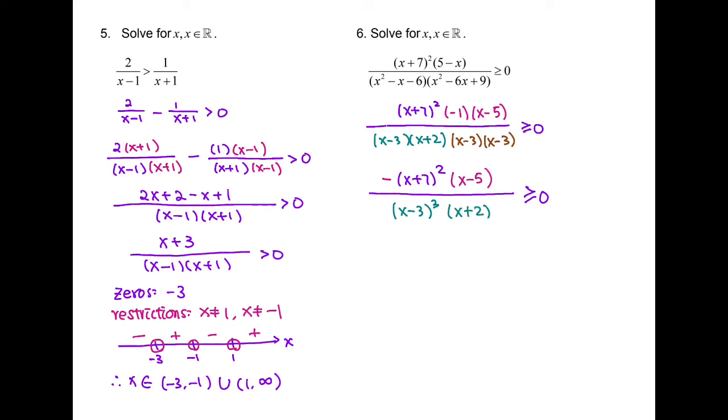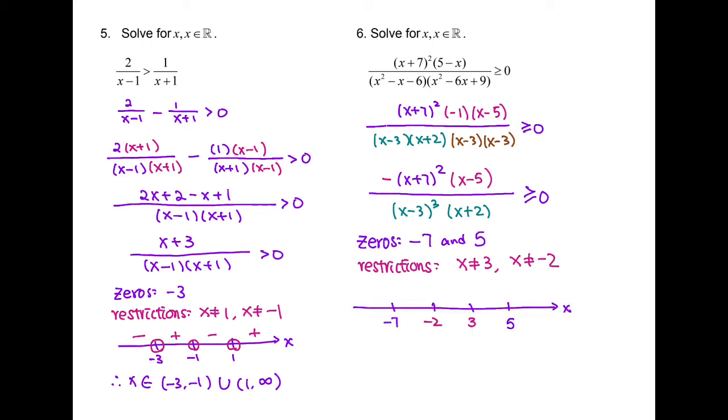Now, we can move on to find the zeros and the restrictions. The zeros could be found by letting the numerator equal 0. So, x plus 7 equals 0 means x equals -7. And x minus 5 equals 0 means x equals 5. Then, let's find the restrictions. Denominator can never become a 0. So, x minus 3 can never be a 0. That means x can never be 3. x plus 2 can never be 0 means x can never be -2.